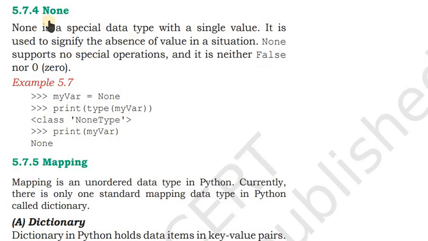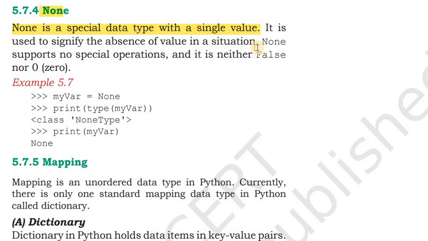Today I am going to teach you the None keyword. So let's start. Our topic is None. None is a special data type with a single value. It is used to signify the absence of value in a situation.